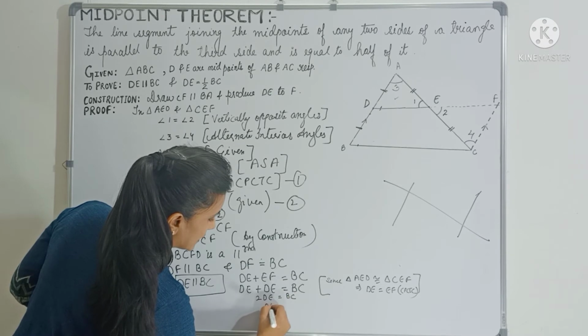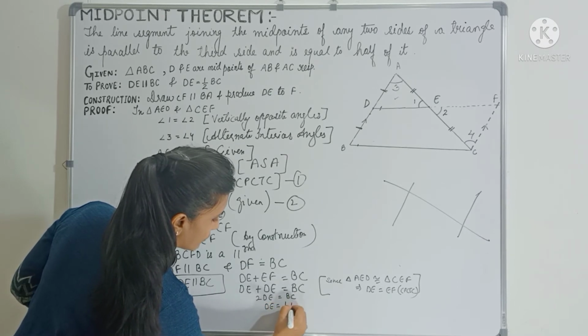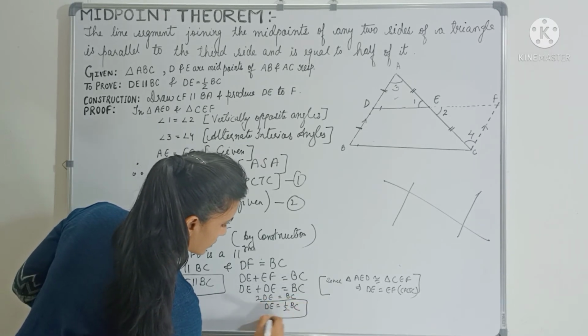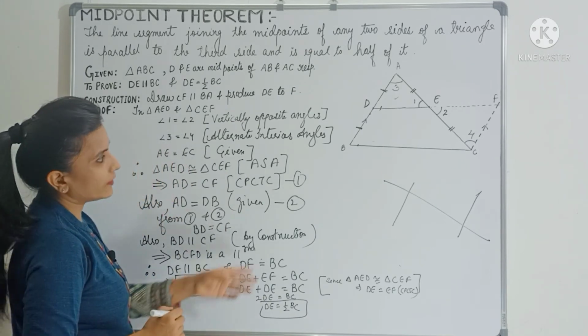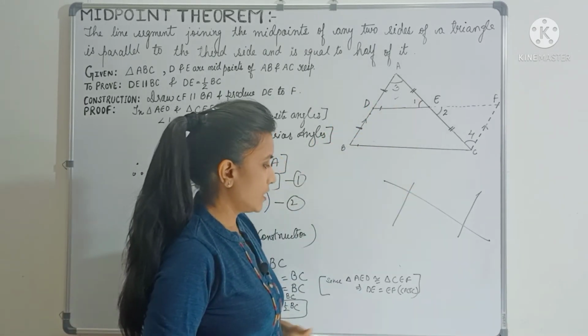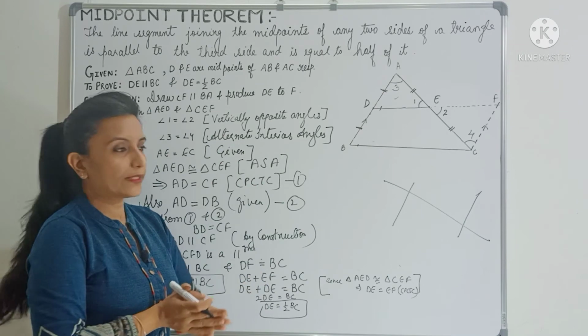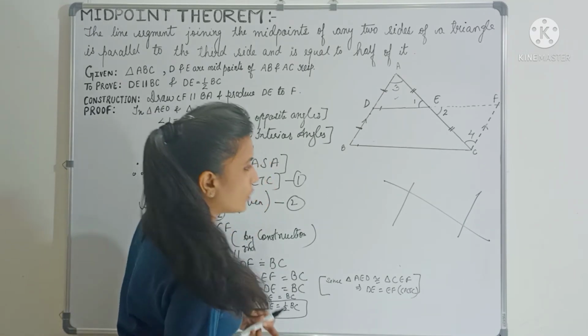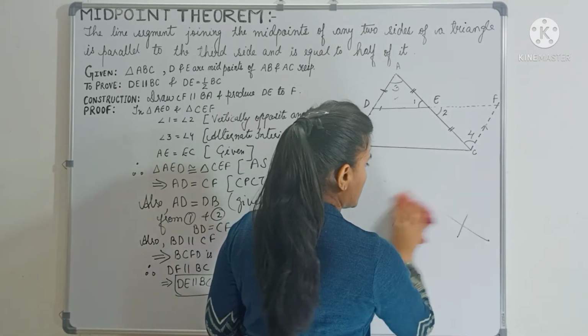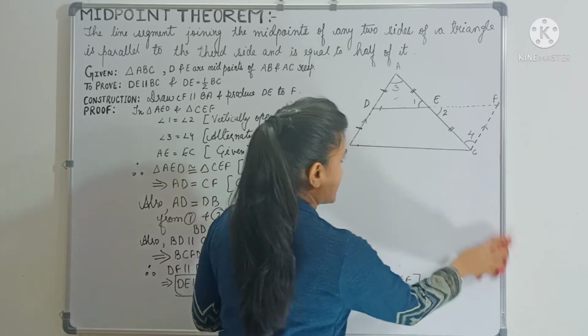Now from here, DE will be equal to half of BC. So this is what we have to prove, right? That DE is half of BC. So this is all about the midpoint theorem. So let's see once again what we did and what the theorem says.